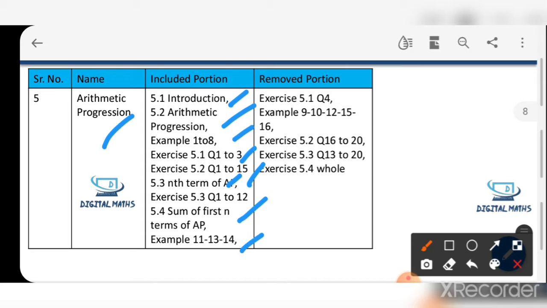Which is the removed portion from chapter number 5, arithmetical progression? First is exercise 5.1, question number 4, examples 9, 10, 12, 15, 16, exercise 5.2, questions 16 to 20, exercise 5.3, questions 13 to 20, and exercise 5.4 is wholly removed.